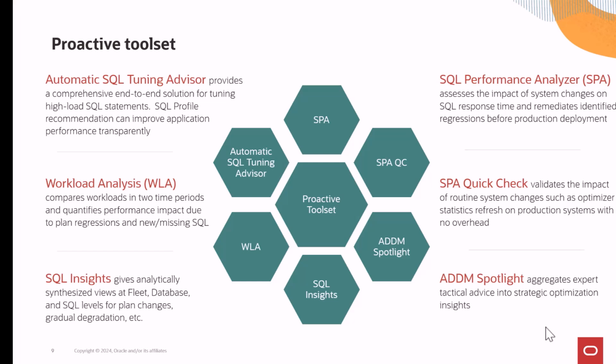SQL Performance Analyzer, famously called SPA, is used to assess if there are any system changes and how that is impacting the production deployment. And then we have SPA Quick Check, which can be used as a quick routine system checkup and for routine system changes such as optimizer statistics refresh on a production system.